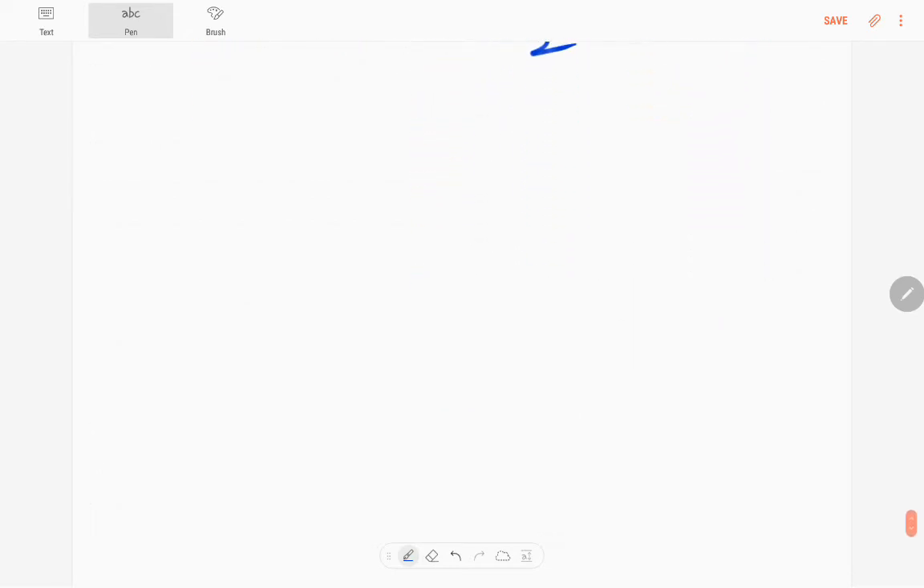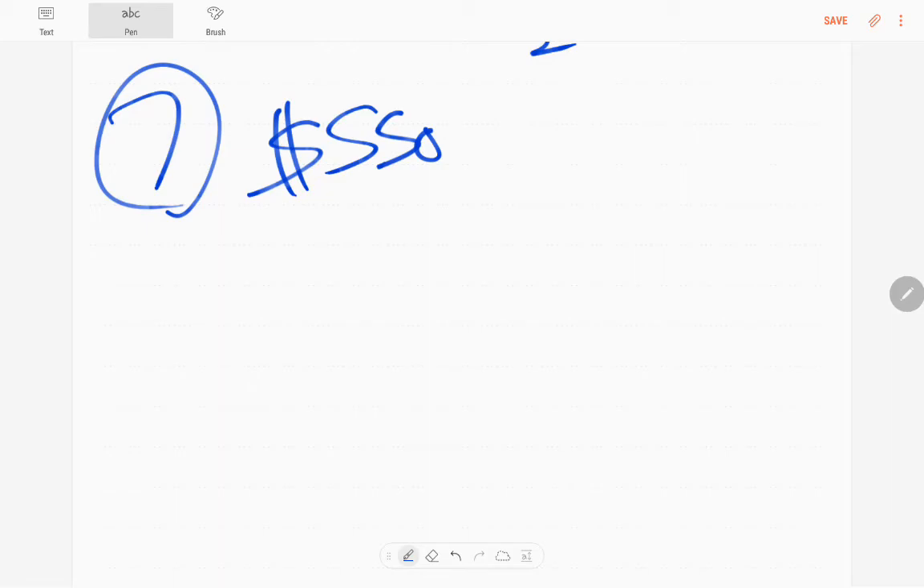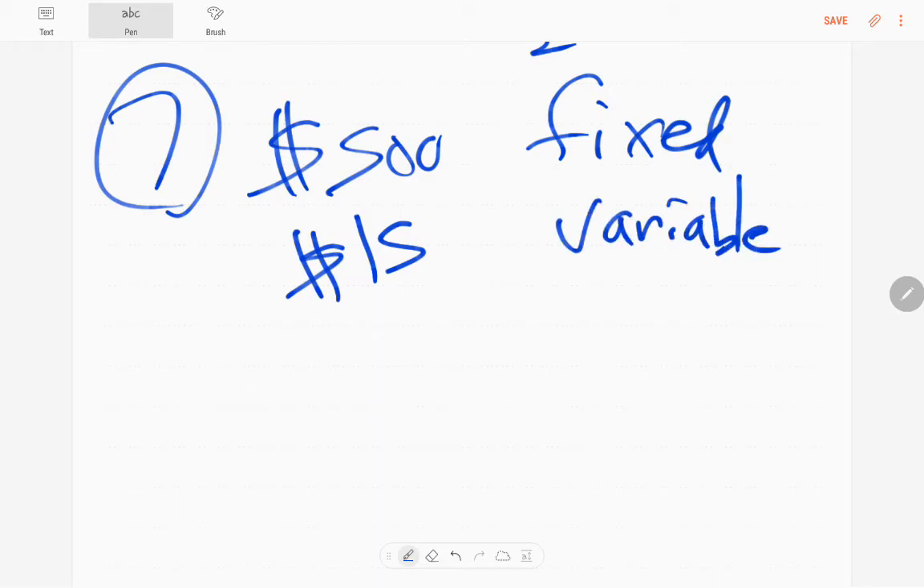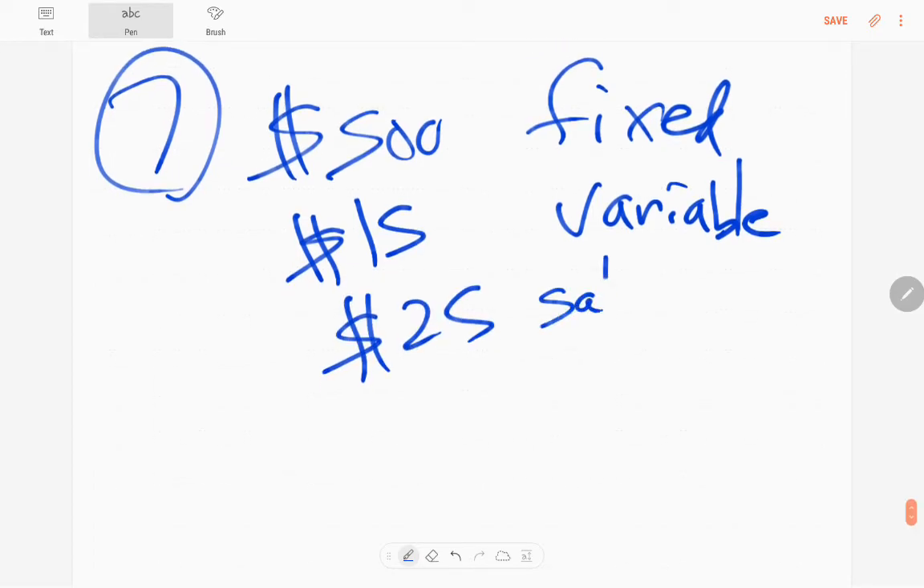Let's try number 7. A manufacturer of a particular item has monthly fixed costs of $500 and variable costs of $15 per item. So the fixed costs are $500. And the variable costs are $15 per item. And it sells the items for $25 a piece. Write a function that models the profit P from the production and sale of x units as part A.